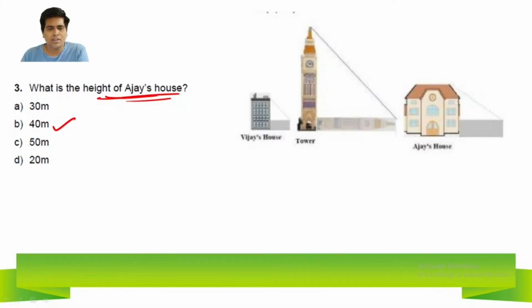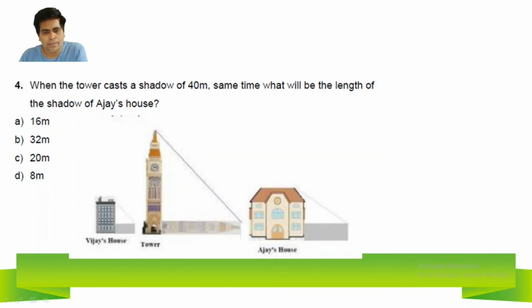Next, we already did the third sum. Now we'll move to the fourth and fifth sums. What is the fourth and fifth sum? Once again, I will write the heights: 20, 100, and this is 40. Now what is given in the question? Shadows. The tower's shadow cast is how much? 40. So it is 40 here. What is the length of the shadow of Ajay's house?